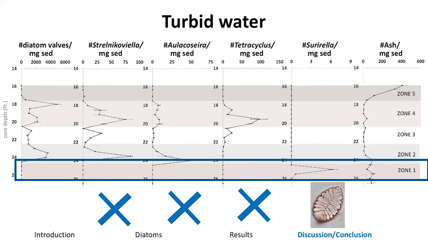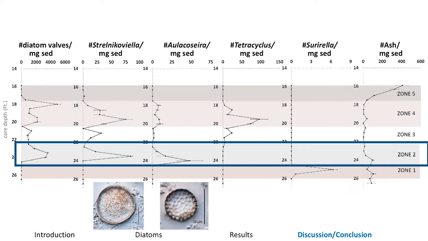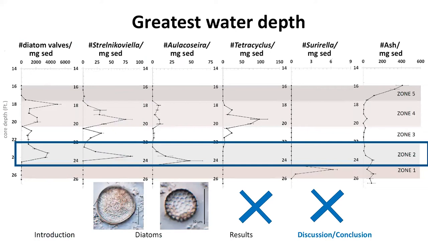So we're saying that in zone one, this was probably the point that had the most turbid water in the lake's existence. In zone two, we have Stronocoviella and Alakasaira. And you can see that this is also the point where diatom abundance really started to kick up. But we don't have any benthic diatoms. And remember, benthic diatoms live at the bottom, and diatoms are photosynthesizers. So when you don't have benthic diatoms, it usually means that either the water was too deep for light to make it to the bottom, or the water was too murky. So we said that zone two was probably the time of the lake's existence where it had the deepest water levels because of the lack of benthic diatoms that we found.